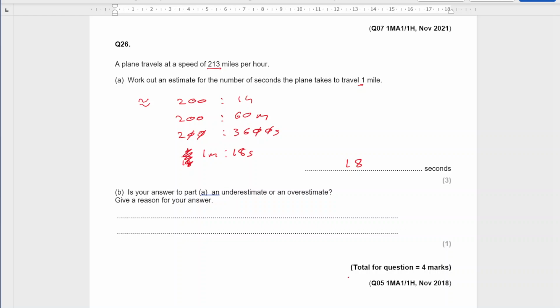Is your answer to part A an underestimate or an overestimate? Well, I rounded this one down. So this would be down. So this one would be up. So my estimate is actually an overestimate, as I rounded the distance down.